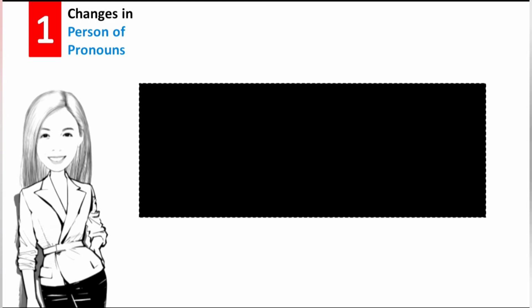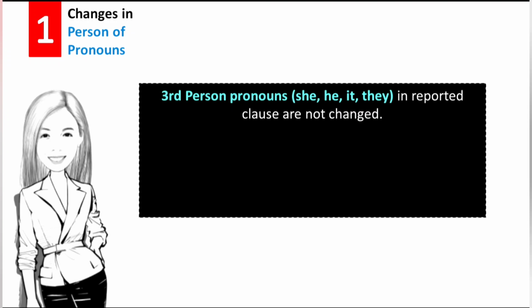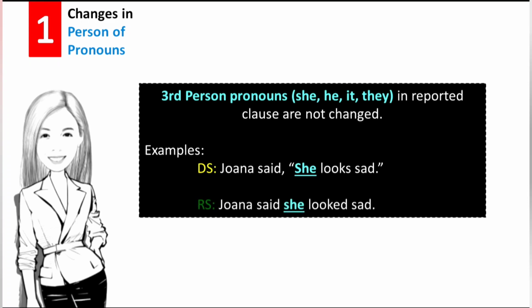Third person pronouns like she, he, it, and they in the reported clause are not changed. Example: Joanna said, "She looks sad." Since we use she, a third person, in a reported clause, we need to use the same pronoun when we write it in reported speech, because the rule says that we don't change it.